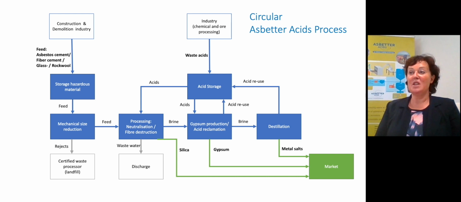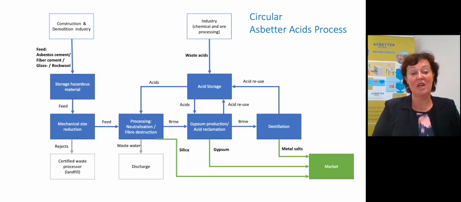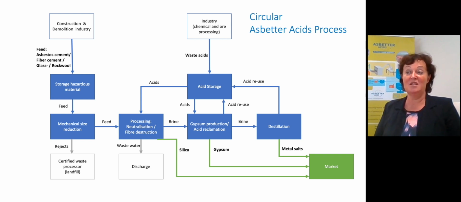Well, looking at this process scheme, you see that our incoming materials are coming out of two industries. One, from the construction and demolition industry, is the asbestos cement, and the other one is the chemical processing industry, where the waste acids are coming from. And we start with storage, and then we have a circular process, and I think this scheme emphasizes the circularity of the process, but everything starts with the pre-treatment and making the material as small as possible, and we do that with mechanical size reduction to start with.